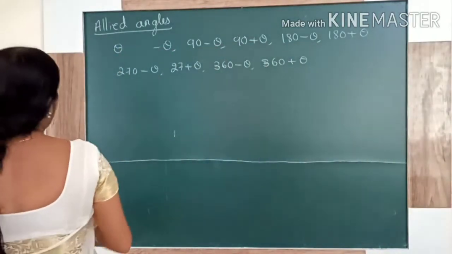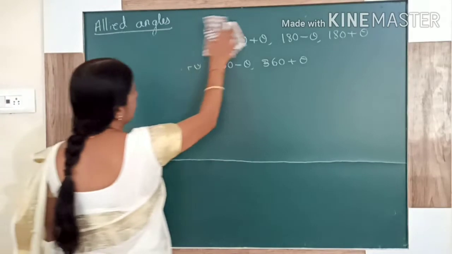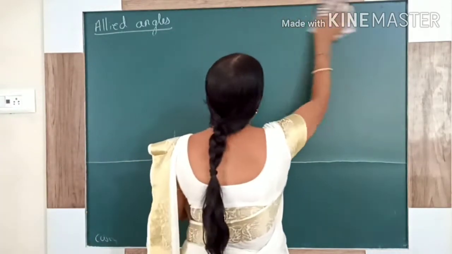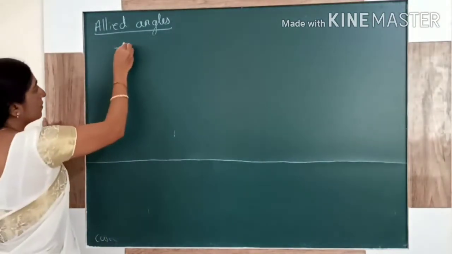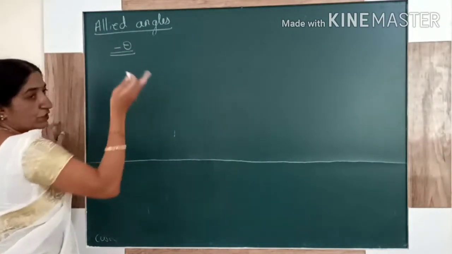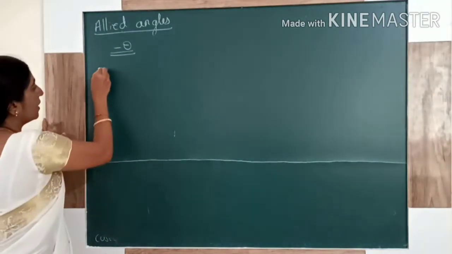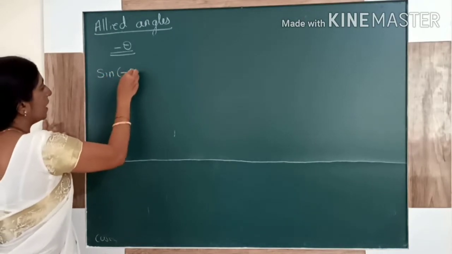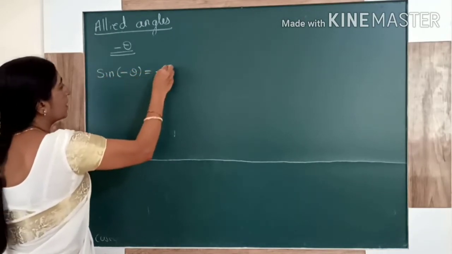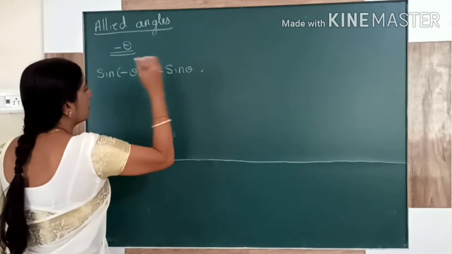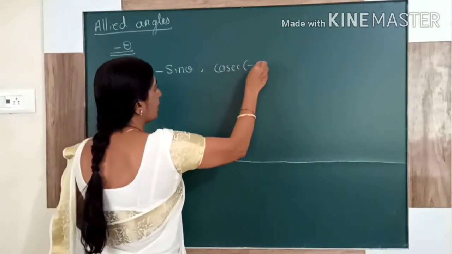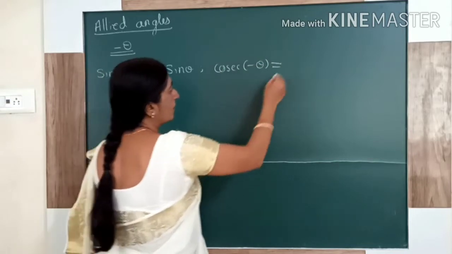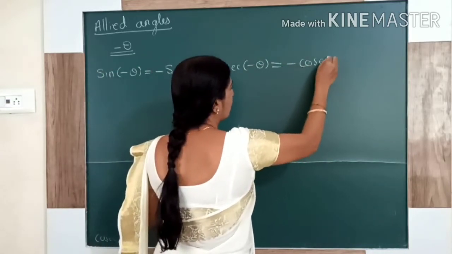And to write allied angles, I am giving you a very interesting and easy hint here. For minus theta, just remember these 6. For these 6 there is no hint. Sin of minus theta will be minus sin theta. The immediate opposite of that, I am writing cosec. Cosec of minus theta will be minus cosec theta.